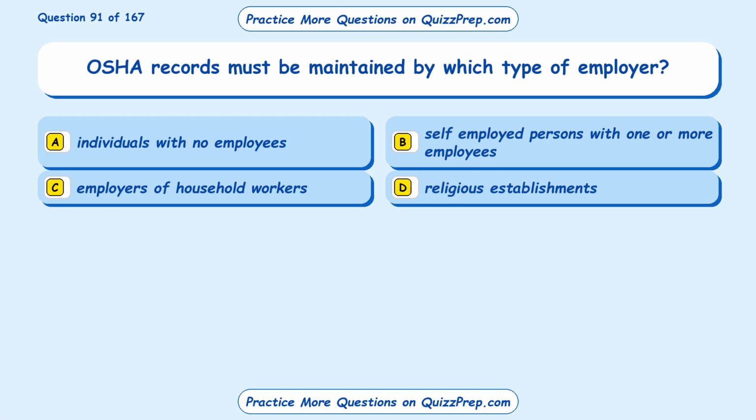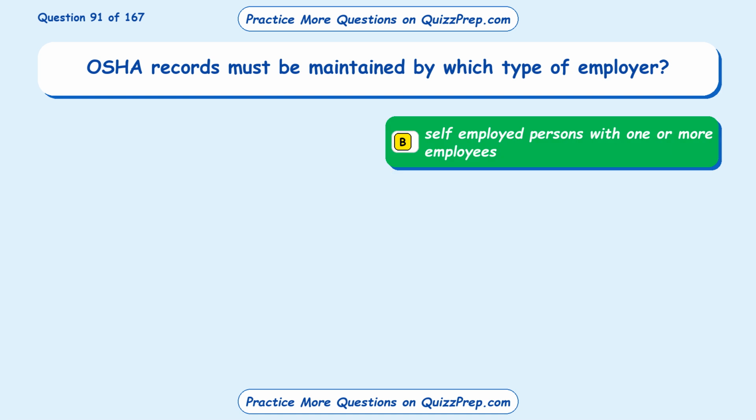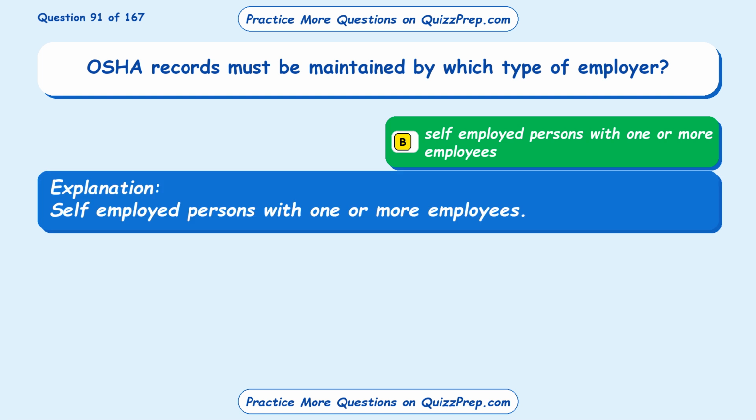Question 91. OSHA records must be maintained by which type of employer? Option A, individuals with no employees. Option B, self-employed persons with one or more employees. Option C, employers of household workers. Option D, religious establishments. The correct answer is option B, self-employed persons with one or more employees.